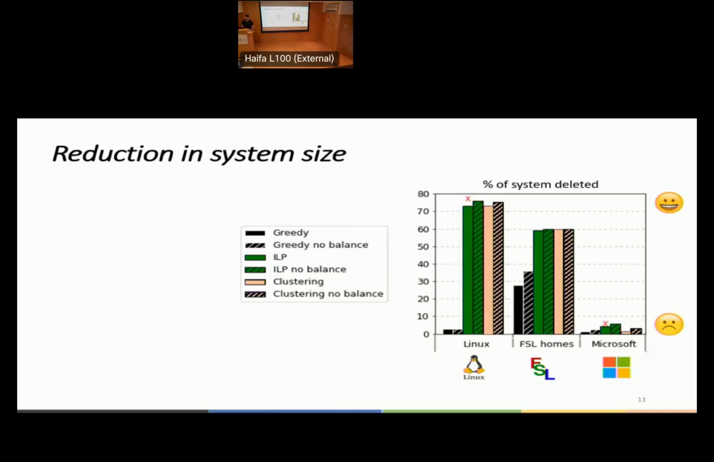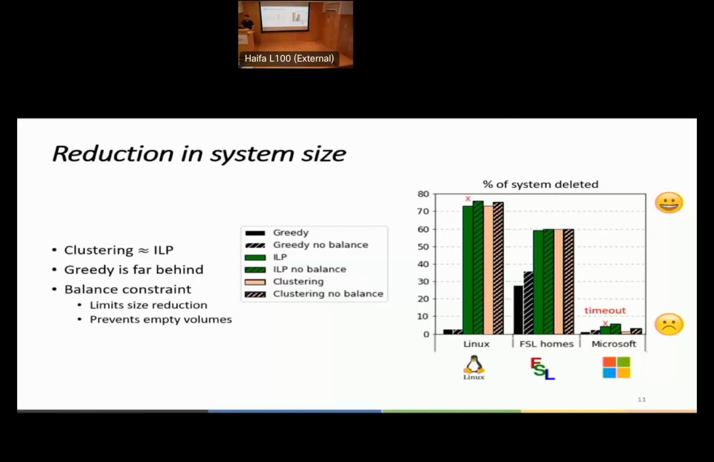And we can see that the clustering process and the ILP approach are pretty much comparable. In some cases, even the clustering process deletes a higher percent of the system than the ILP. This is mainly because sometimes the clustering approach can get the optimal solution. In some cases, the ILP times out, as you can see with the red X above the bar, and therefore it doesn't get the optimal solution. Furthermore, we can see that the greedy approach is far behind, and it's not comparable to either of the approaches.